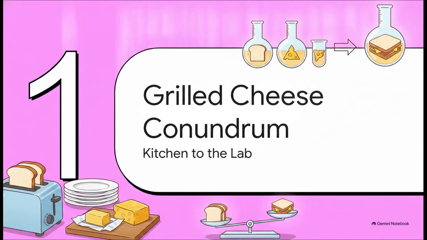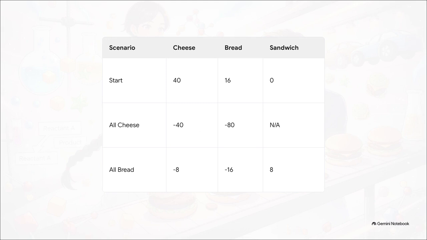All right, let's jump right into Section 1, the grilled cheese conundrum, from the kitchen to the lab. To really grasp chemical equations, we first need to look at our recipe. It's simple. 2 slices of bread plus 1 slice of cheese equals 1 perfect sandwich. Now, if we look at our starting materials methodically, it becomes super obvious that our 16 slices of bread are going to run out way before our 40 slices of cheese. We are strictly limited to just 8 sandwiches.